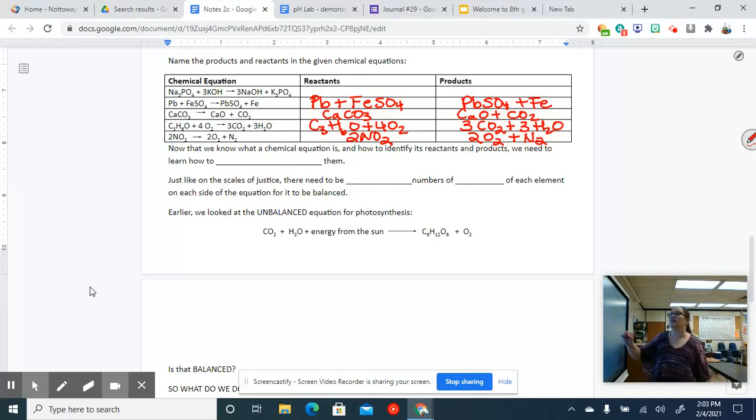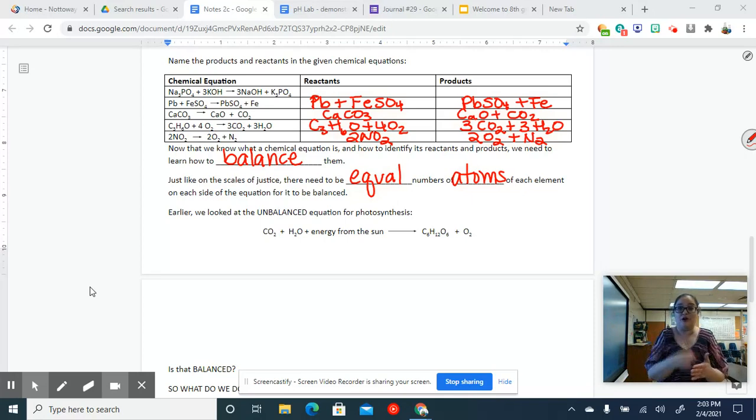So now that we know what a chemical equation is and how to identify its reactants and products, we need to learn how to balance them. Just like on the scales of justice, there need to be equal numbers of atoms of each element on each side of the equation for it to be balanced. Matter can be neither created nor destroyed. So if I have gold on one side, I've got to have gold on the other side. This is why alchemy wasn't really possible. They were trying to make gold, an element, out of other elements. And unless you're going to start throwing protons at something, we can't really do that.